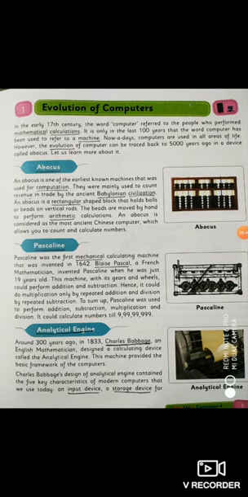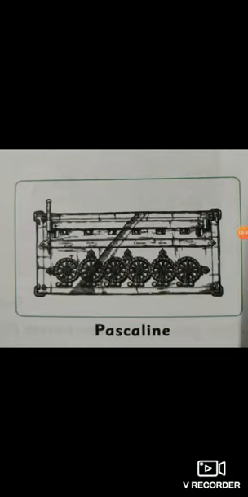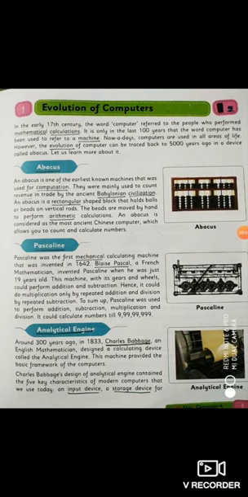So if you take a look at Pascaline, you can see there are some wheels connected, and those wheels are known as gears. That's when it's termed as mechanical. When you turn something with the help of gears and wheels, that's when it's mechanical. Something mechanical is happening. That's why it was a mechanical calculating machine.